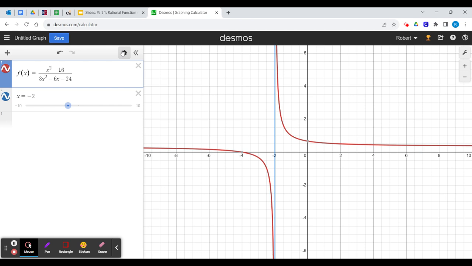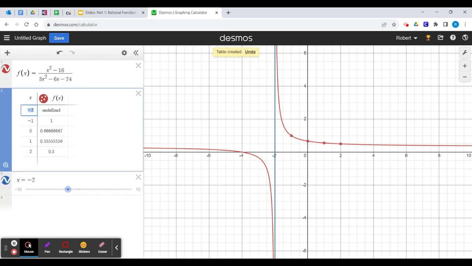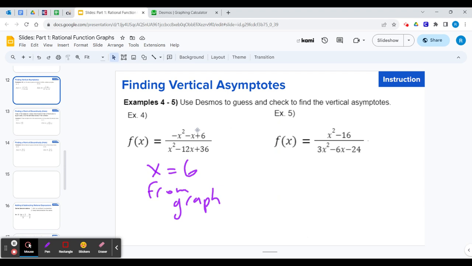And we can also test it with that table method too, where I hit settings, hit that table. And you'll notice in this case, it already gave me that point x equals -2, and it is undefined at that portion. So our asymptote is at x equals -2, and we found that from the graph.